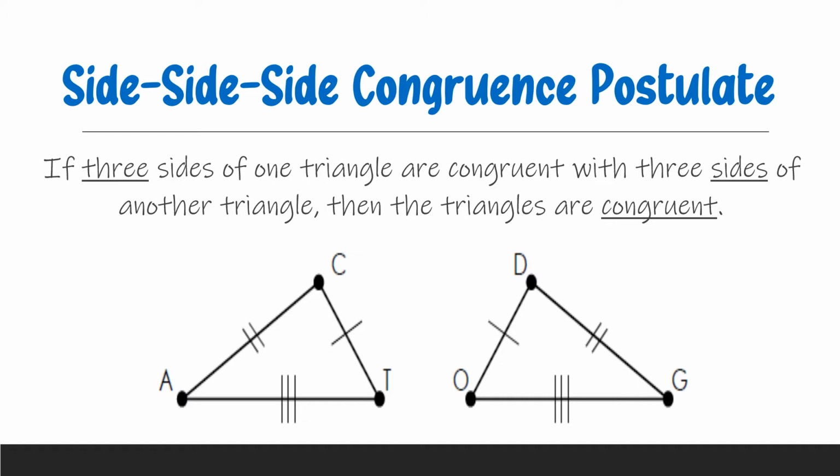So in this picture, since we have all three sides marked congruent, then we could make a congruent statement saying that triangle, and I'm just going to do CAT, is congruent to, and then you have to pay very close attention to which order you're going to put the vertices in. C and D are congruent, and then A and G, and then T and O. So triangle CAT is congruent to triangle DGO.